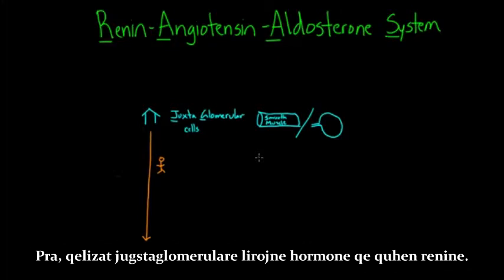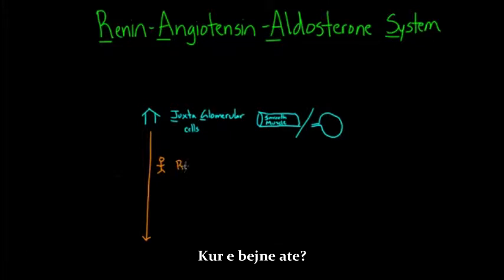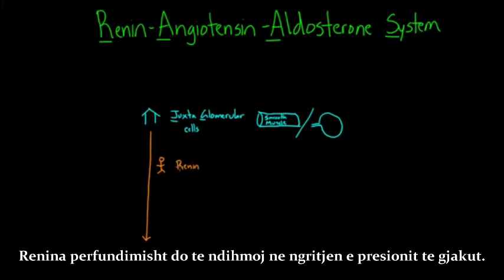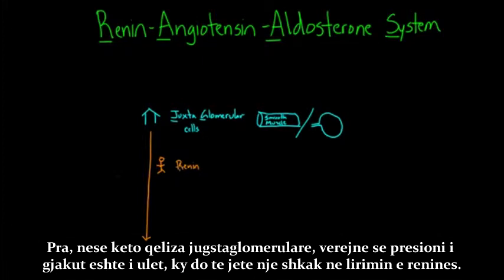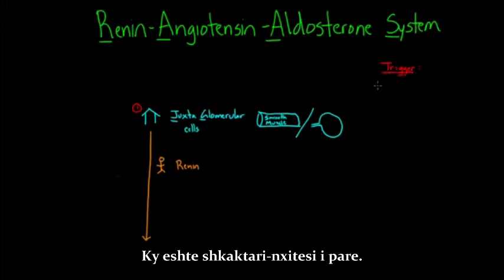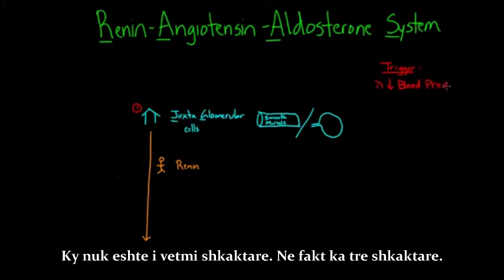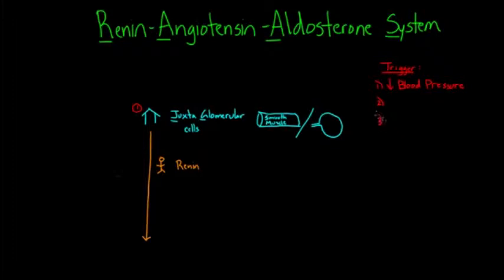So the juxtaglomerular cells are releasing a hormone called renin. And when would they do that? Well, renin is eventually, we'll see when, going to help us raise blood pressure. So if these little guys notice that blood pressure is low, that would be a trigger for releasing renin. That's the first trigger: low blood pressure. Very good. Now, that's not the only trigger. There are actually 3 triggers in total. So let me write out 2 and 3, and let's go through what they are.